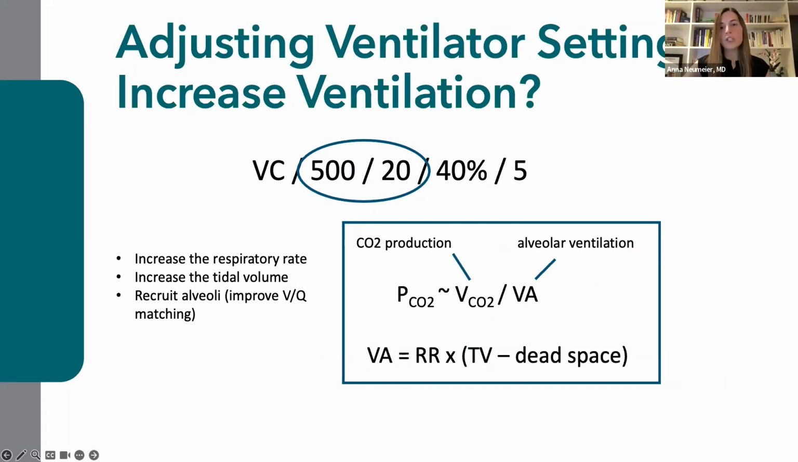So, to review, what changes do you need to make to increase ventilation? This can best be described by the alveolar ventilation equation, which states that the alveolar ventilation, which is inversely proportional to your PaCO2, is proportional to your respiratory rate and the tidal volume subtracting the dead space. So to increase pH and to reduce PaCO2, you either need to increase your respiratory rate or increase your tidal volume. Additionally, physiologically, if you're able to increase your mean airway pressure and recruit more alveoli to participate in gas exchange, that in turn will optimize your VQ matching, which will also improve your alveolar ventilation.